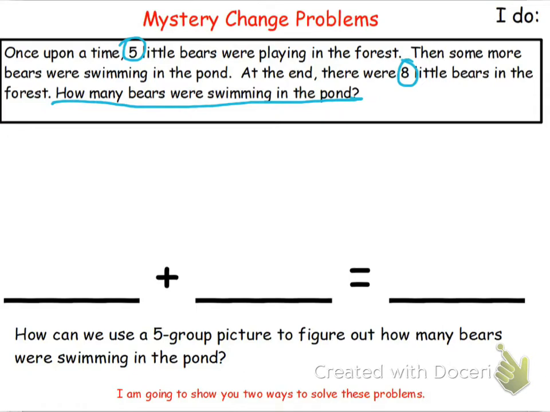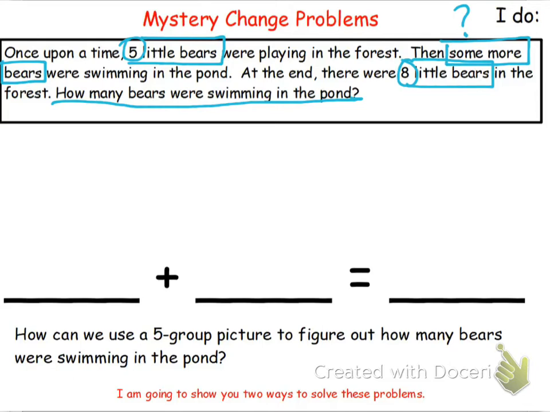Now, what I'm going to do is I'm going to box in the important information. So, looking at this, what are we even talking about here? 5 what? 8 what? Well, we know that it's 5 little bears. So I'm going to box in little bears. It says then some more bears. Well, that some more, that is our mystery. Remember, we are number detectives, so we have to figure out how many bears were swimming in the pond. I also have to box in this little bears right here.